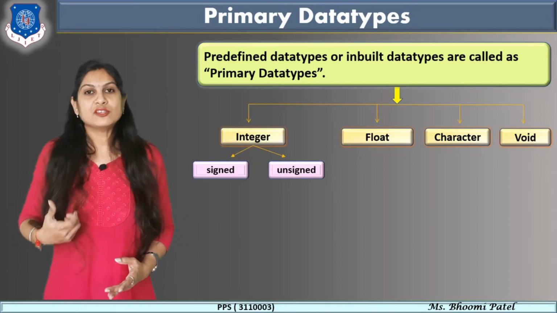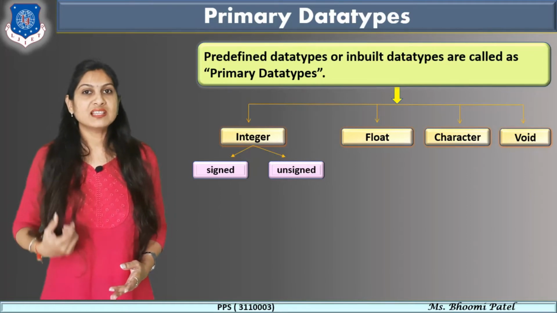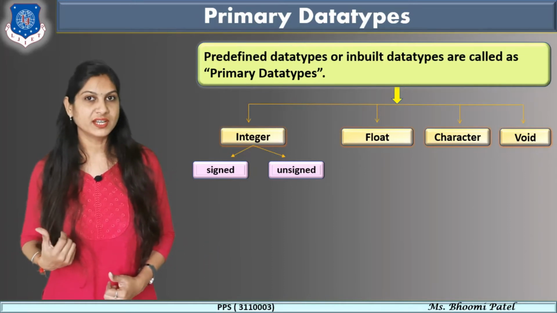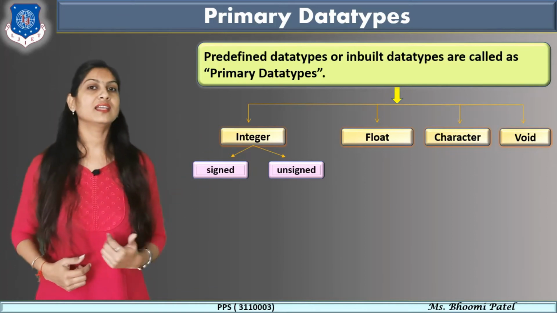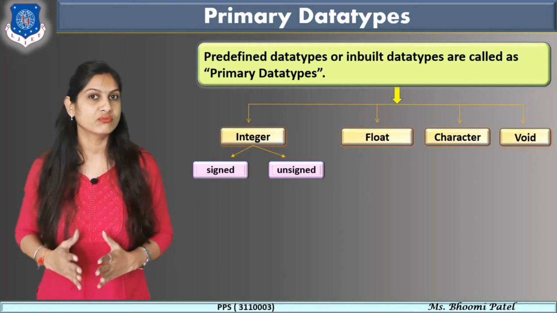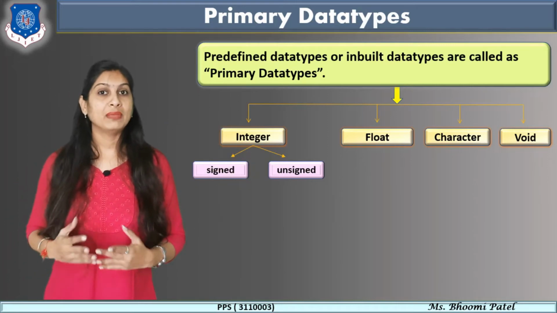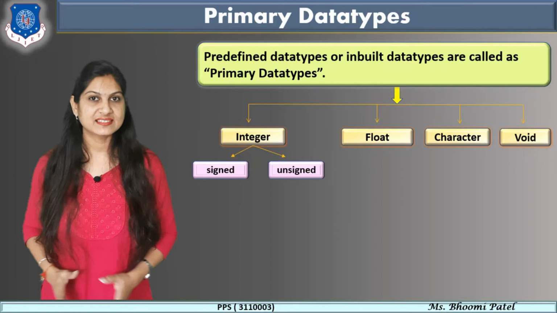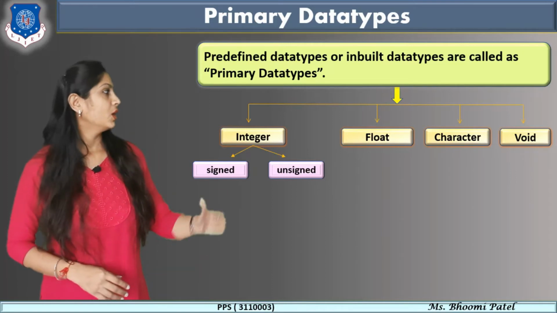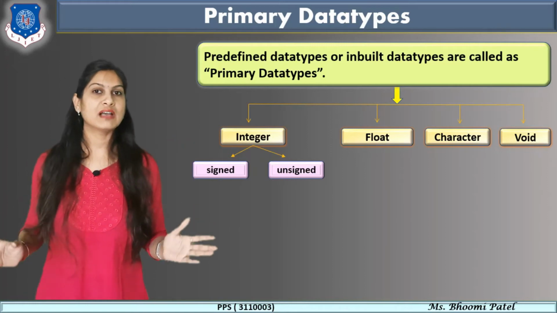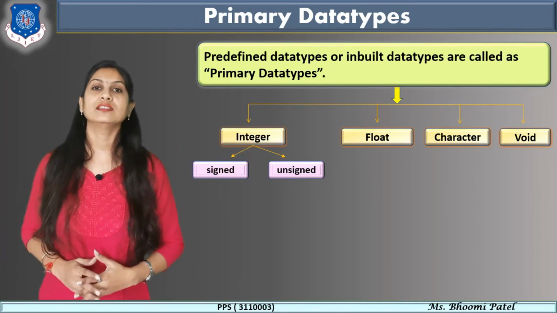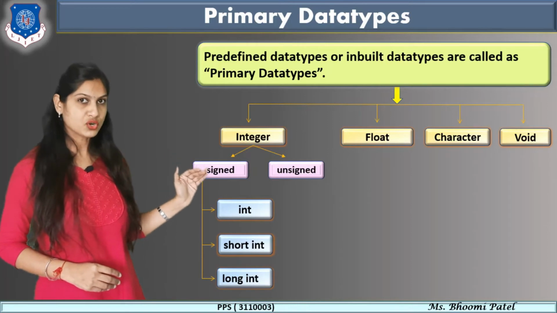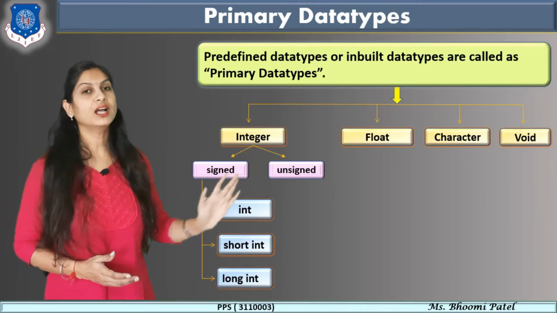Signed means that when you write -5 or plus 5, it has some sign. Minus and plus indicate negative and positive values. So according to the name, a signed integer stores both negative and positive values. But an unsigned type stores only positive values. Suppose I write 5 without any sign, then it must be positive. So just remember, signed stores both negative and positive values, and unsigned stores only positive values. It is again categorized in 3 different ways: integer, short integer and long integer. Same for unsigned integer.